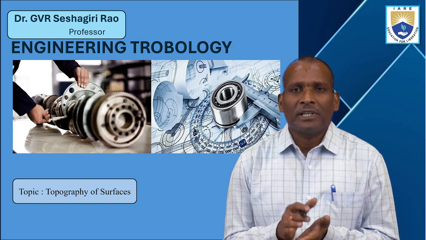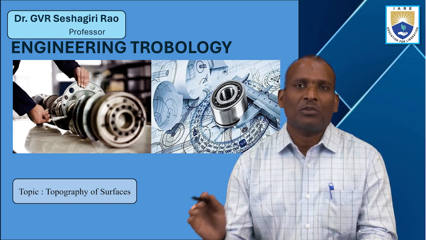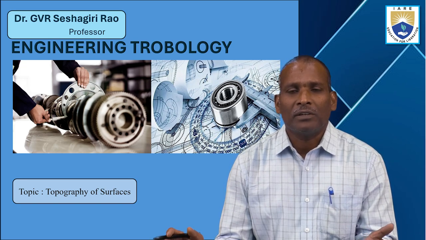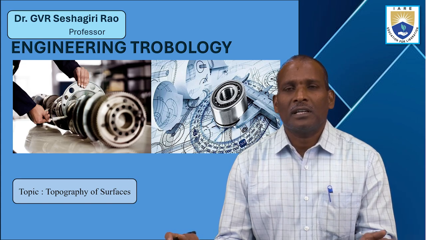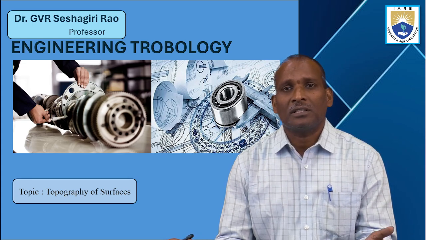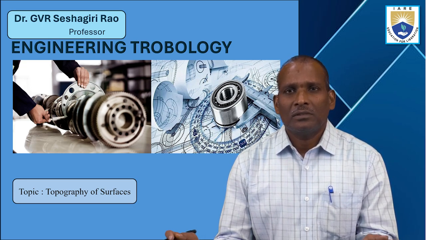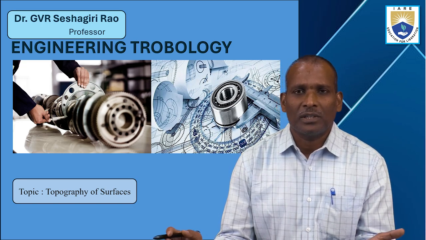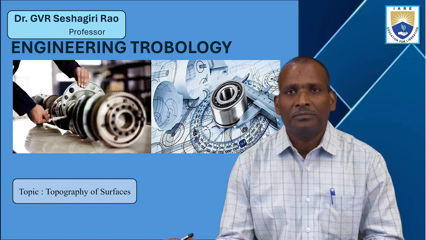That friction or wear depends upon the surface quality of the two meeting parts. Whenever two components are in relative motion, there will be chances of friction and there will be chances of wear. In this presentation, we will see the types of surfaces and the role of topography in tribology.